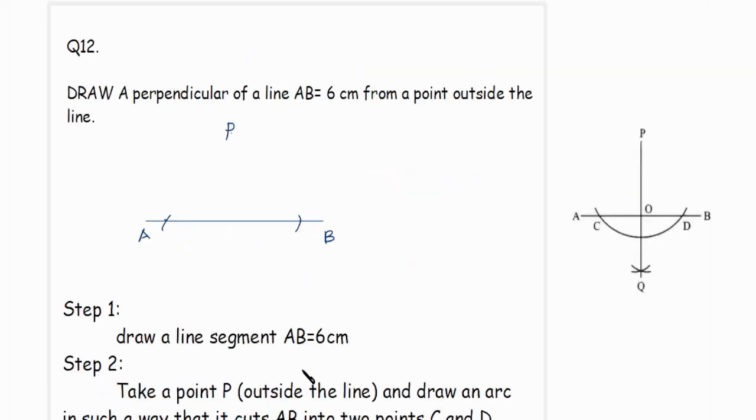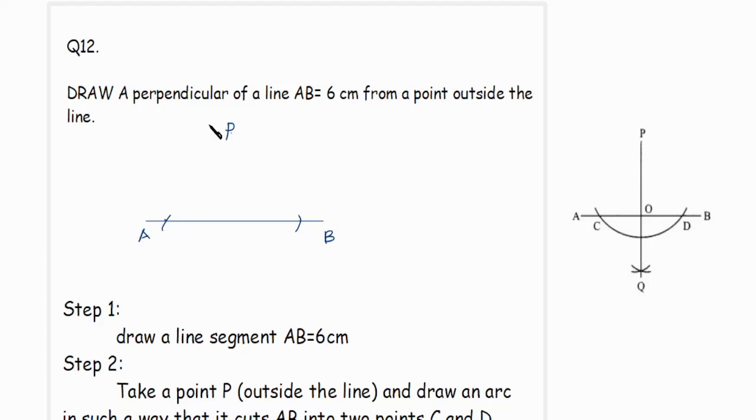So next question: draw a perpendicular to line AB. AB measures 6 centimeters, and the perpendicular is drawn from a point outside the line. So just take your scale. This is the end result of the drawing. You can do it with the help of a compass and a scale. First you have to draw a straight line of 6 centimeters with the help of the scale.